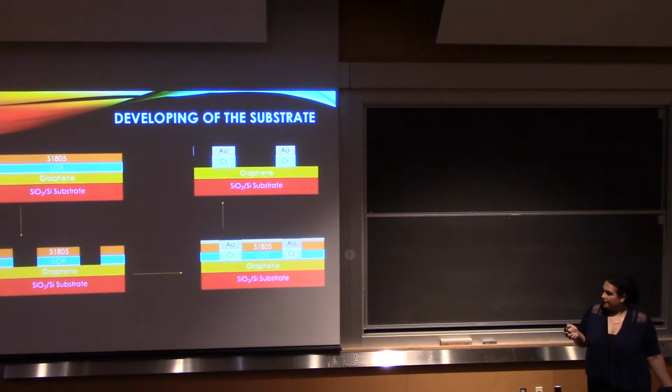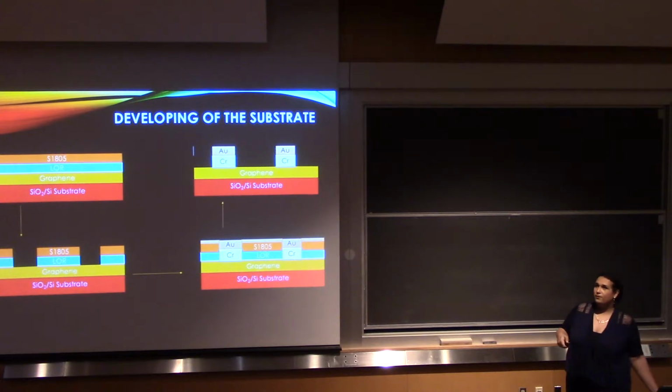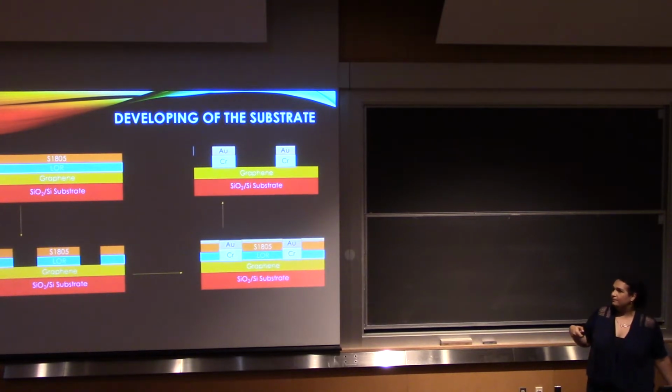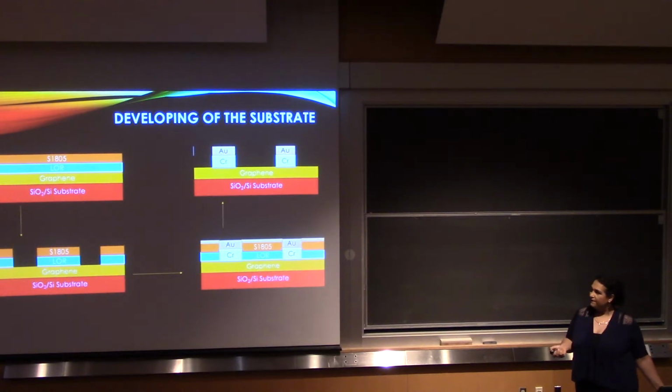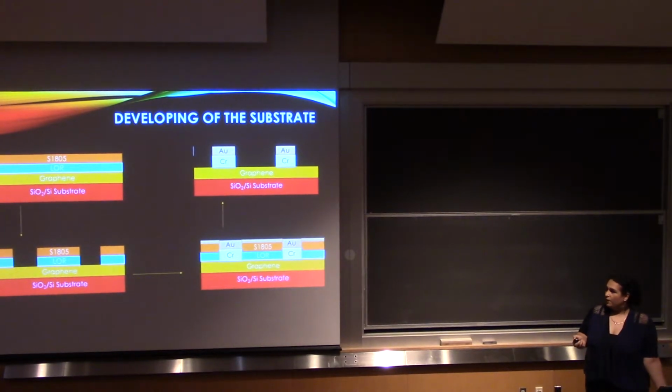Now, in the process of laying the LOR and the S1805, each time we had to bake them. Basically we baked the LOR at 175 degrees Celsius for 5 minutes, and then we had to wait for it, and the S1805 for 1 minute at 105.